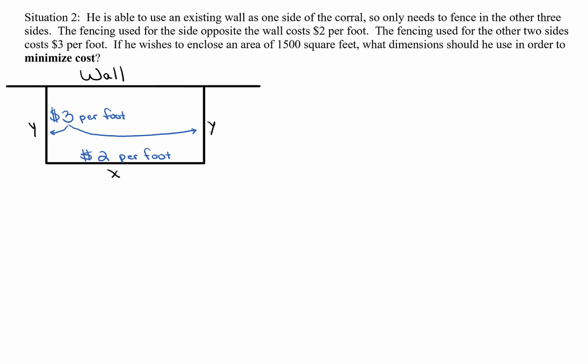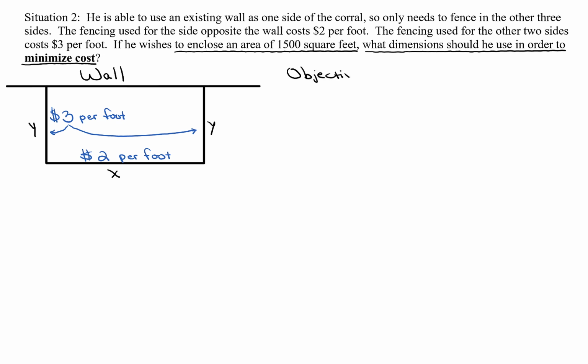Let's go back to our problem and underline some key information that we need in order to write our equation. In the last sentence, it said, if he wishes to enclose an area of 1,500 square feet, what dimensions should he use in order to minimize cost? Let's underline to enclose an area of 1,500 square feet, and also what dimensions should he use in order to minimize cost. Our objective here is to minimize cost, so we need to come up with an objective equation that is going to represent cost.